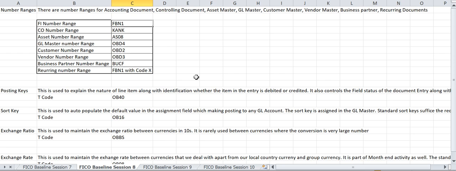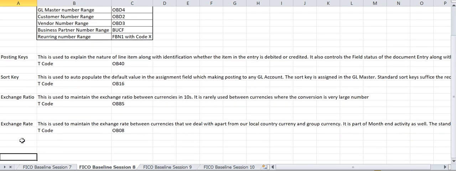Exchange ratio. Exchange ratio is nothing but the ratio of exchange between currencies. Those are maintained in multiples of tens. When I say multiples of tens, that would mean 1 is to 10, 1 is to 100, 1 is to 1000, and so on. This is very rarely used, and it is used in those scenarios where the conversion currencies are a very large number. In those cases only we use the exchange ratio, otherwise this is very rarely used.